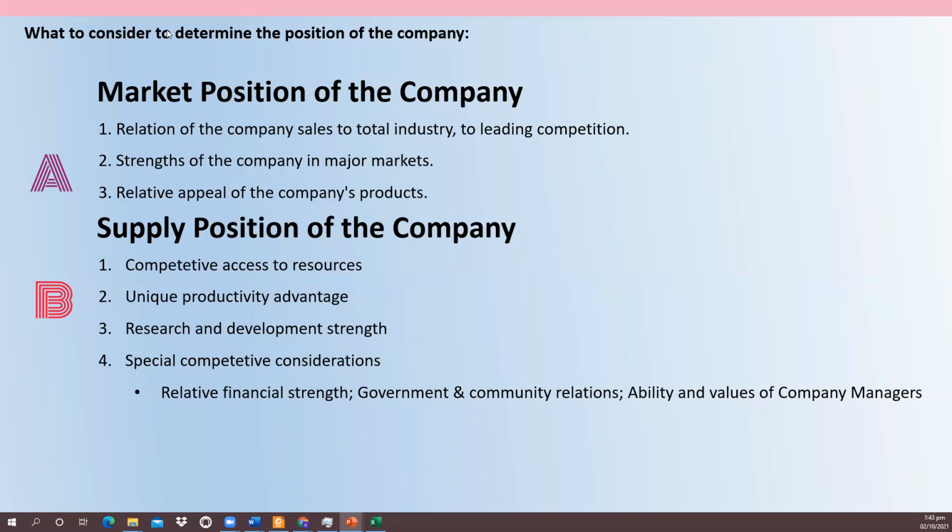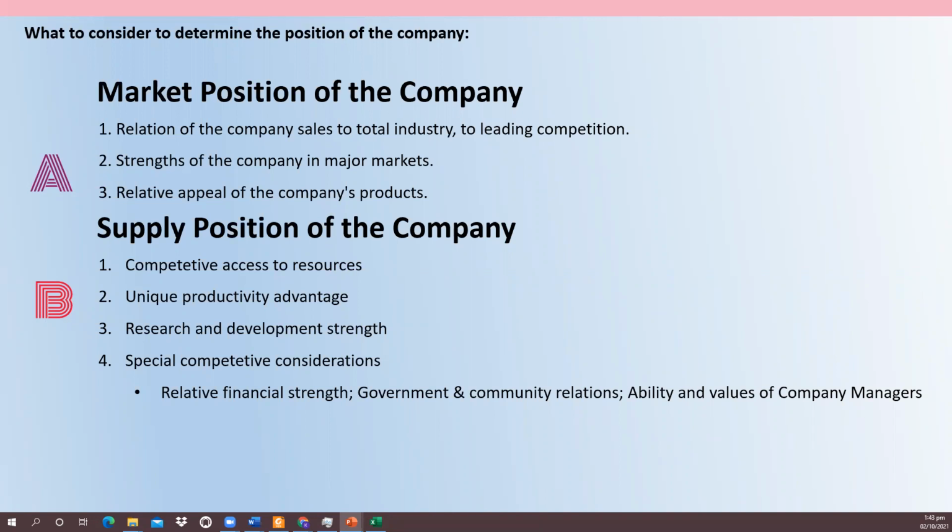So what to consider to determine the position of the company? Okay, so first, the market position of the company, in relation to the company's sales to total industry and leading competition. So para malaman natin kung stable ba ang company natin or nasaan na ba tayong level, kunyari upper, middle, or lower class ng company sa industry.